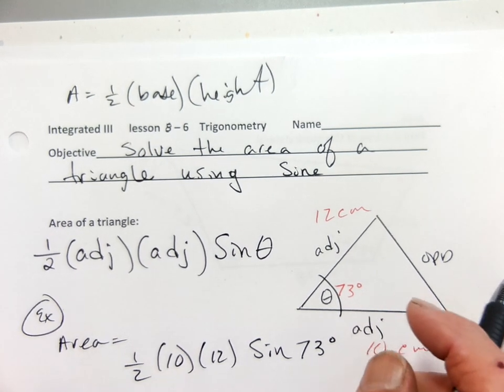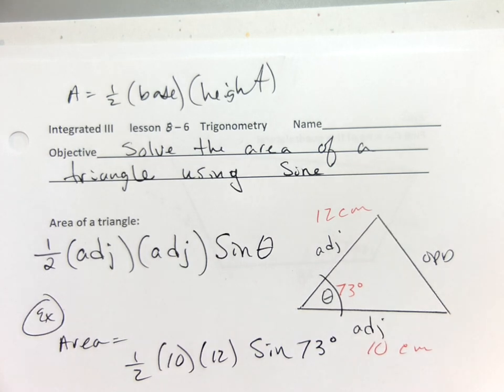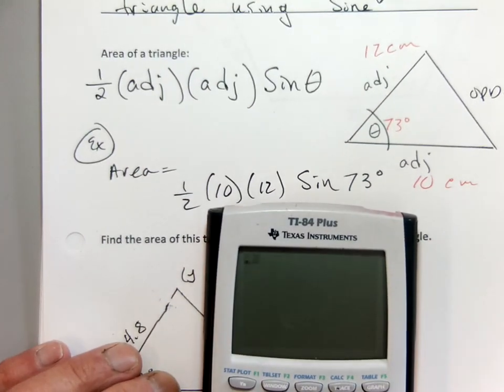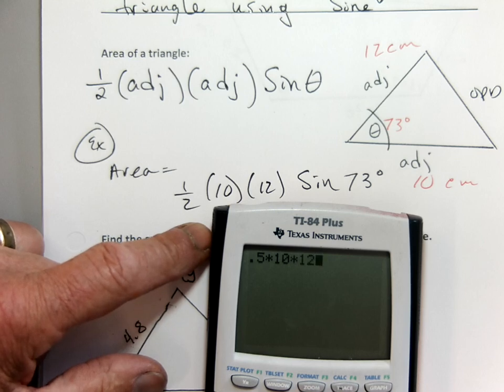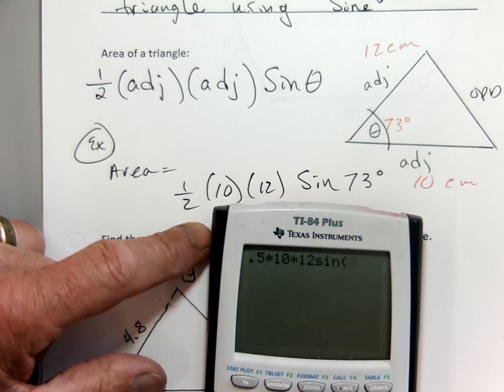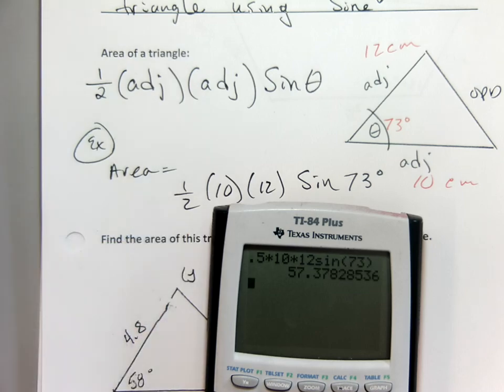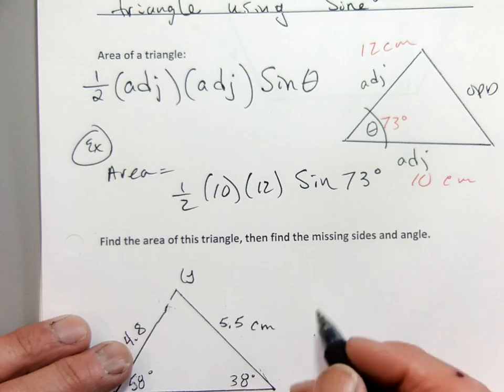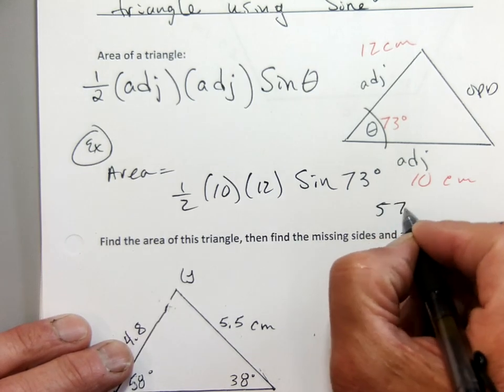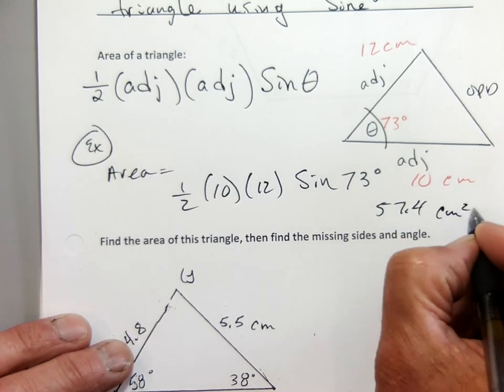We get a calculator, which I don't have with me. I'll grab one real quick. So we're just going to type this in my calculator and go 1/2 times 10 times 12 times the sine of 73 degrees, and that's my area. I never needed the height at all. Didn't need the base times the height at all, so the area is about 57.4 centimeters squared.